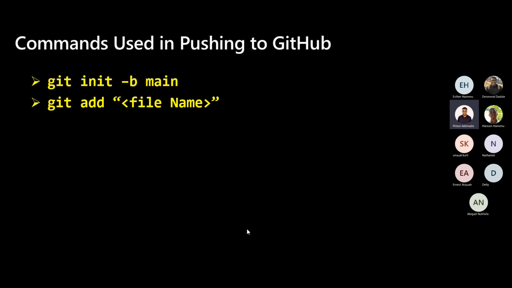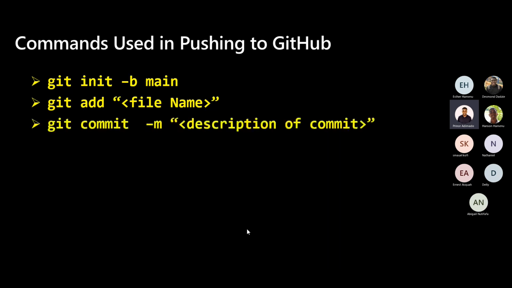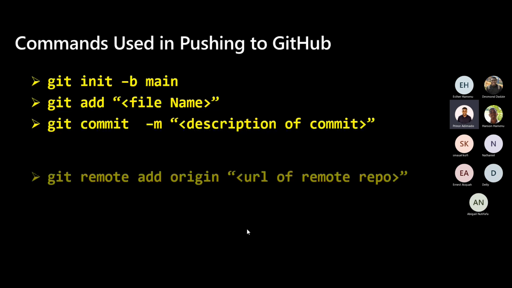Then we have git commit. Anytime you are saving your Word files, your PPT files, your image files, whatever file, you save them. So using git commit, you are saving your files. You give it a short description about the commit. So it's git commit option m. M means message. So git commit option m, and inside the double quotes you input the message.